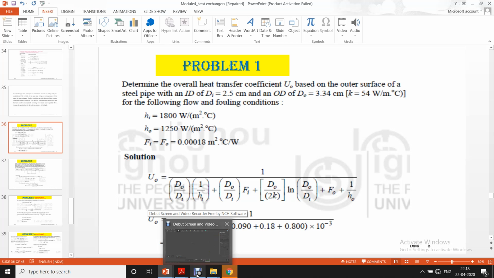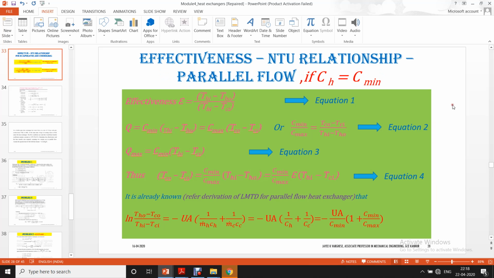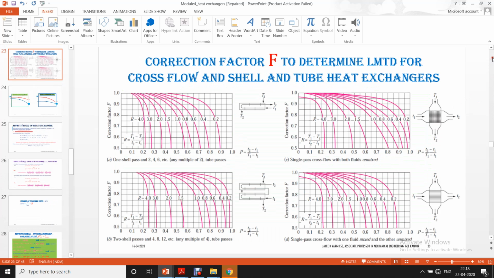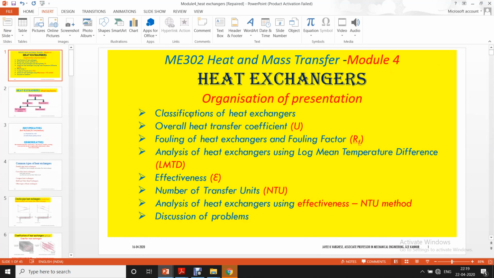Before discussing the questions, I want to rewind the topics which you have covered in the theory parts. In the first lecture, it was classification of heat exchangers. We had seen the different classes.